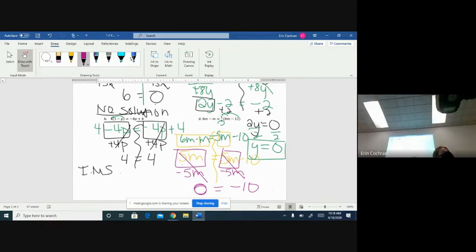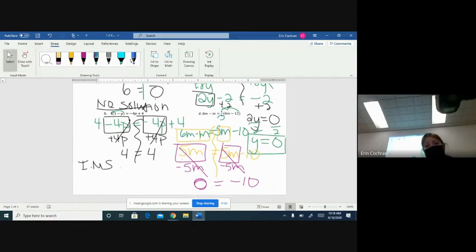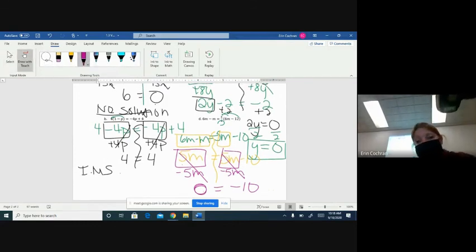There's no variables. So what are my 2 options? No solution or infinitely many. Does 0 equal negative 10? No. So what's my answer? No solution. Good.